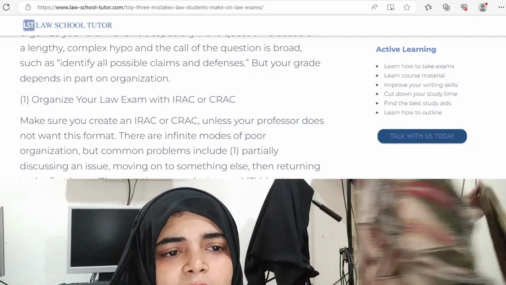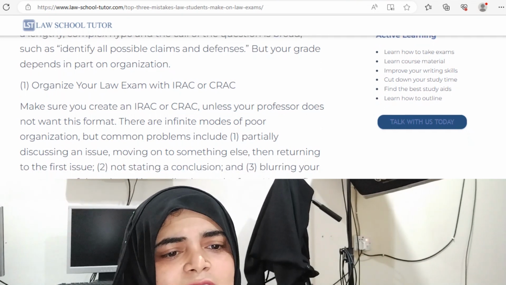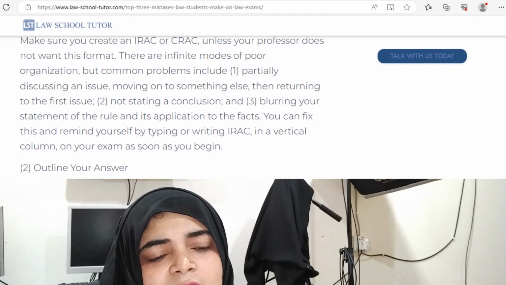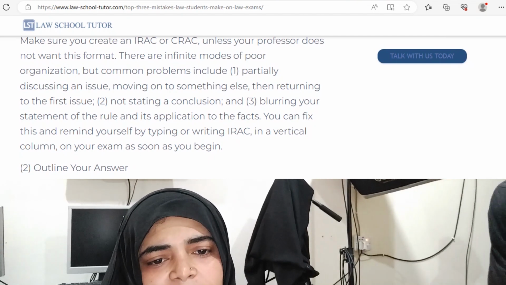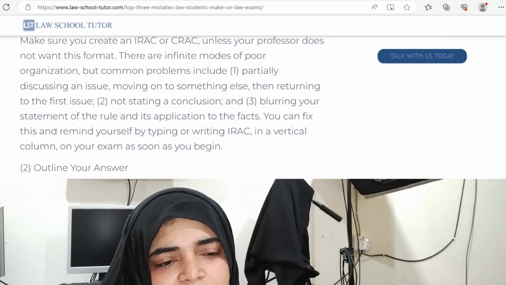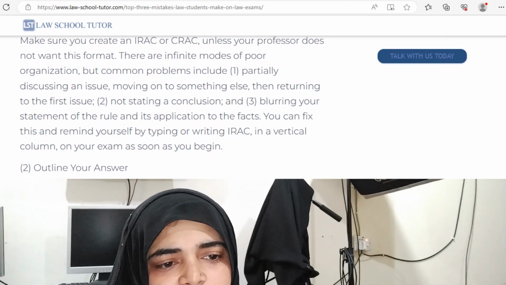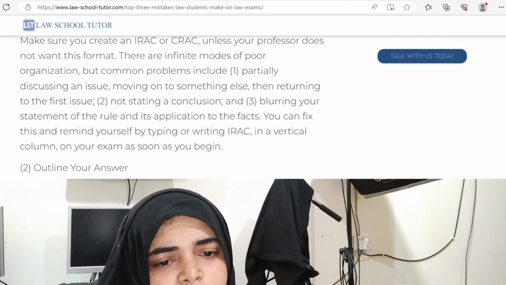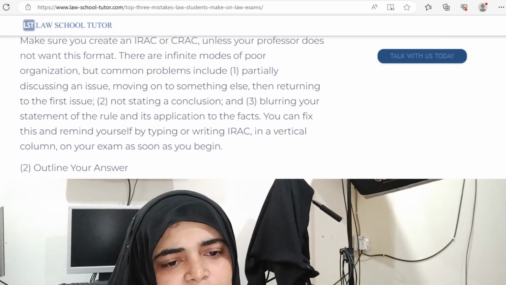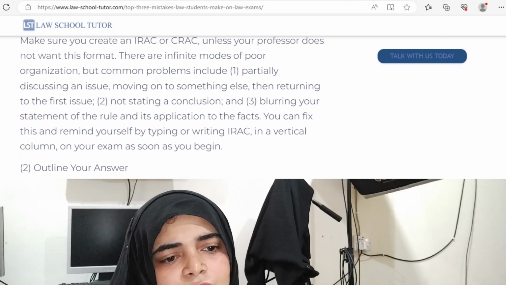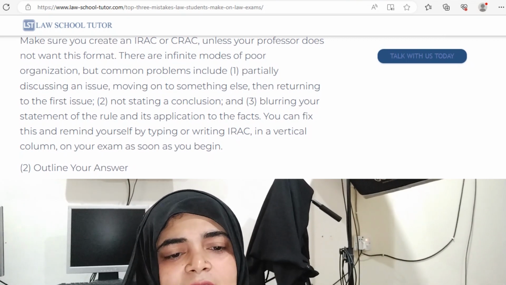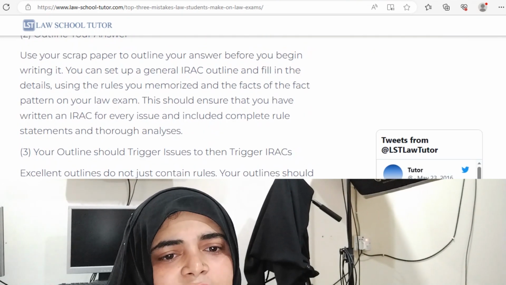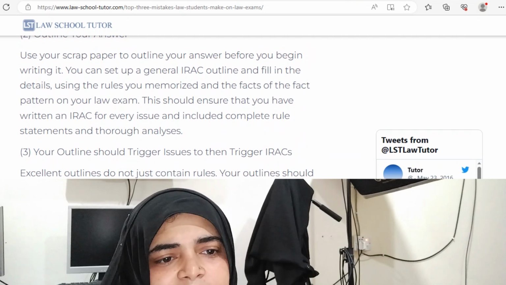Number two is outline your answer. Use your scrap paper to outline your answer before you begin writing it. You can set up a general IRAC outline and fill in the details using the rules you memorize and the fact patterns in the exam. This should ensure that you have written an IRAC for every issue, including complete rule statements and true analysis. Number three is your outline should trigger issues to then trigger IRACs.